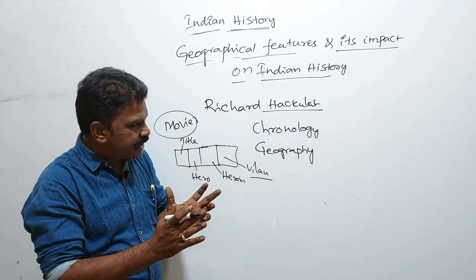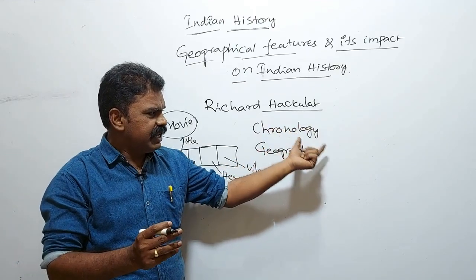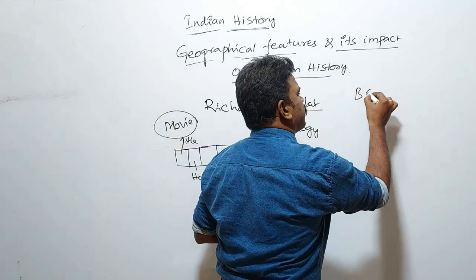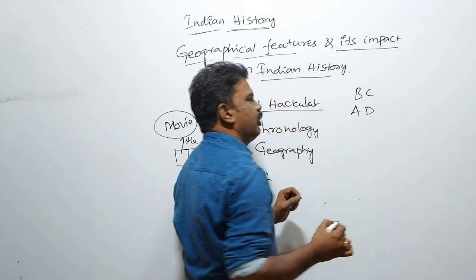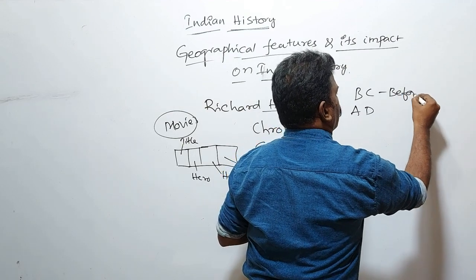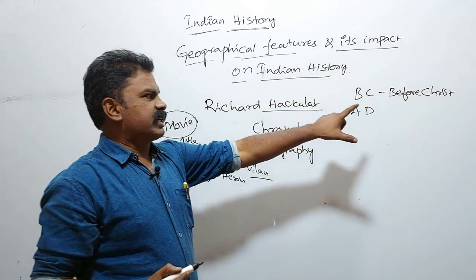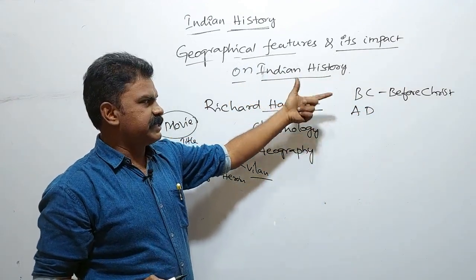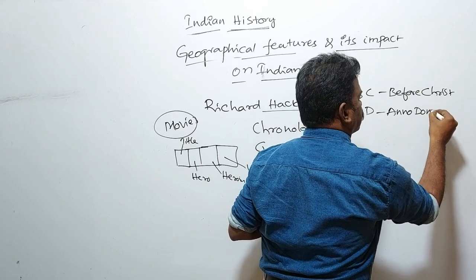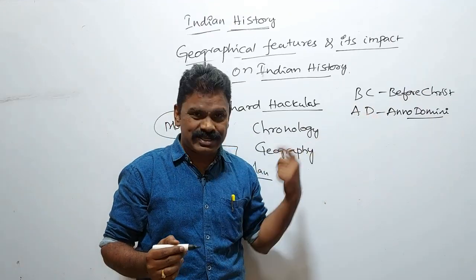Coming to the point of chronology, to write the time period of any dynasty or any age, we use two terminologies: one is BC, another one is AD. BC is before Christ, before the birth of Christ. AD is Anno Domini, the era of the Lord started.